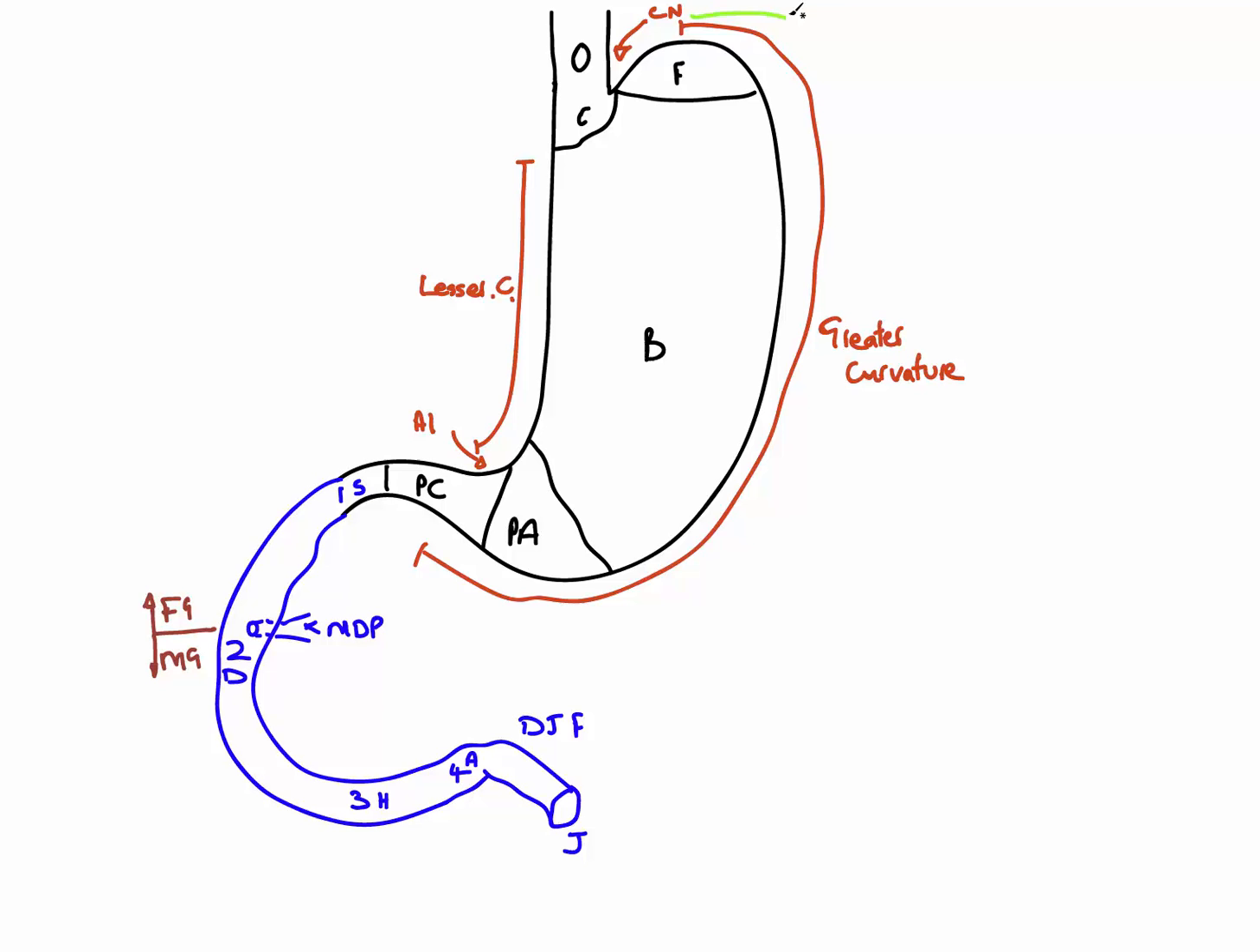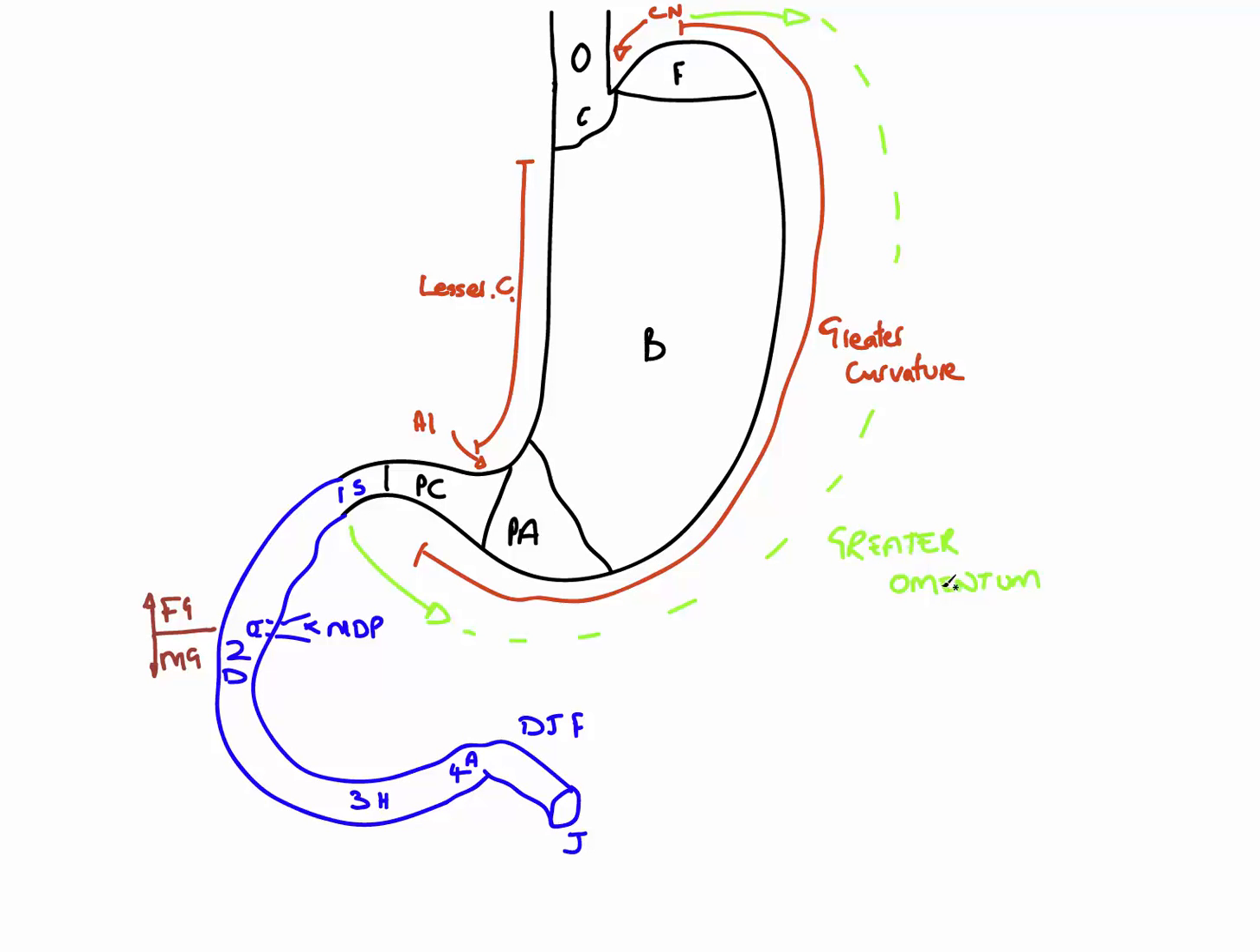So here we can see coming away from the greater curvature, from here and also from here, we have the greater omentum. We can just draw it out with these green dotted lines. So here we have the greater omentum coming away from the greater curvature of the stomach and also from the initial part of the superior piece of the duodenum. We have the greater omentum, this double-layered peritoneal fold that is going to pass anterior to the small intestines.